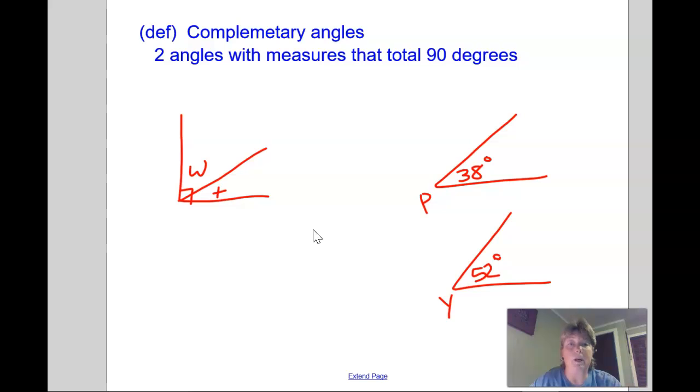Keep in mind that when we talk about complementary or supplementary angles, we say that they add up to 90 degrees, not that they equal 90 degrees. So just be careful in your language there, because angle W and angle T do not equal 90 degrees, they add up to 90 degrees.